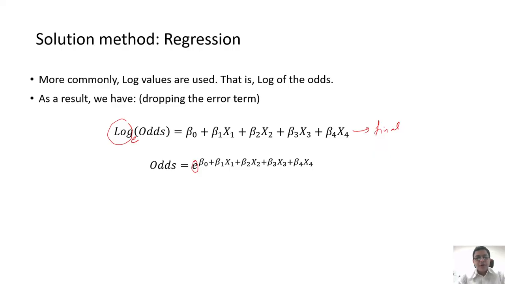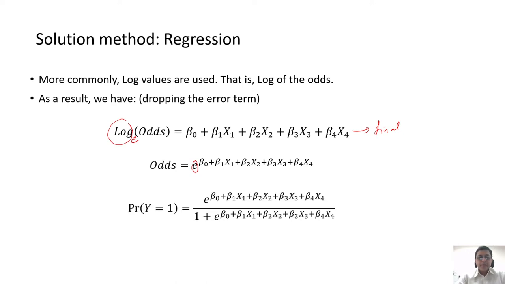So if we use log of odds as our response variable, the odds will be given by e to the power of beta naught plus beta 1 x1. And we know what odds are. Odds are ratios of probabilities, and therefore you can get the expression for probabilities. So you can verify that the probability of y is equal to 1, the probability that the student will get placed, will be given by this expression, which is at the bottom of your screen.